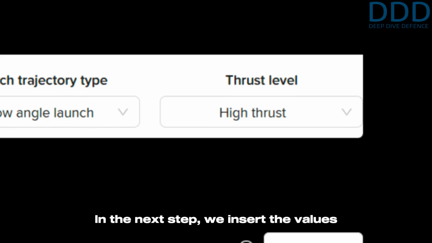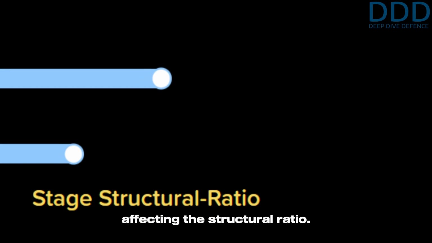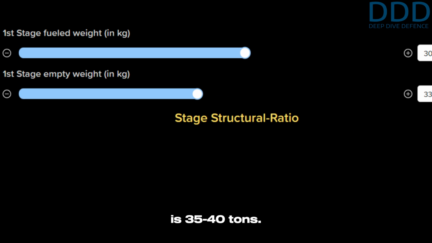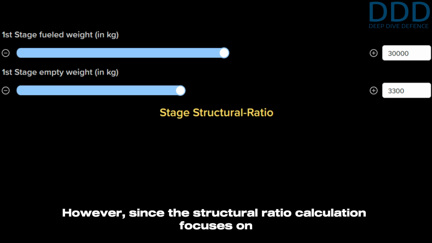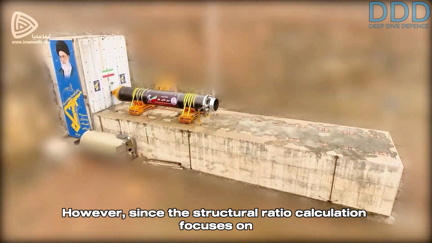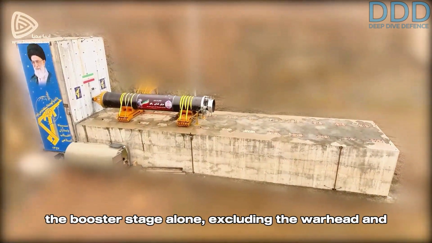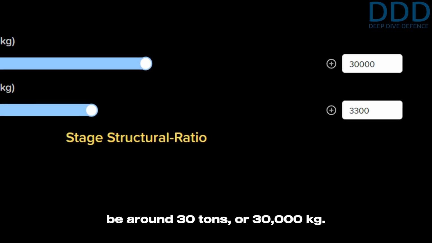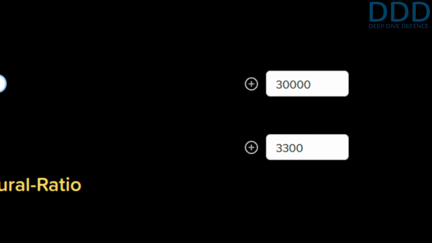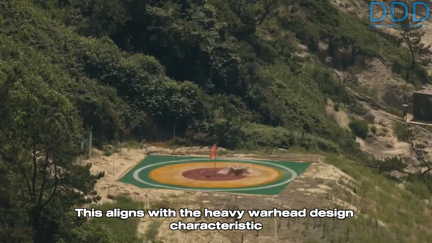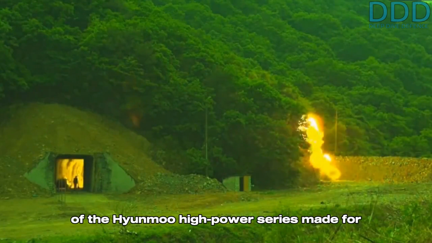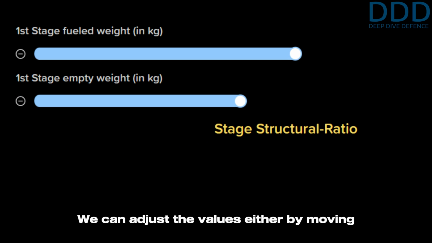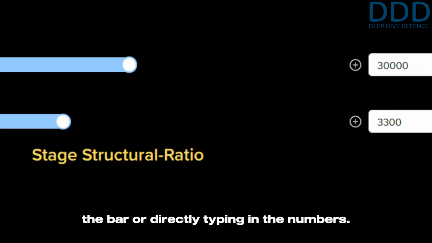In the next step, we insert the values affecting the structural ratio. As mentioned earlier, the estimated total missile weight is 35 to 40 tons. However, since the structural ratio calculation focuses on the booster stage alone, excluding the warhead and guidance compartment, we estimate the stage weight to be around 30 tons, or 30,000 kilograms. This aligns with the heavy warhead design characteristic of the Hyunmoo high-power series made for hard target penetration. We can adjust the values either by moving the bar or directly typing in the numbers.